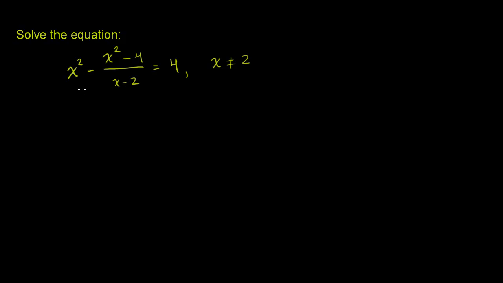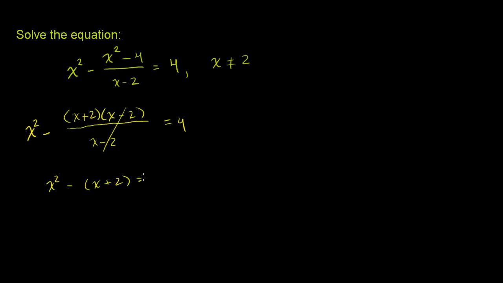So let's do that. If we were to rewrite it, this is equivalent to x squared minus, instead of writing x squared minus 4, we know that's a difference of squares. That is x plus 2 times x minus 2, all of that over x minus 2. And that is equal to 4. And this whole time we're assuming that x won't be equal to 2. Because x does not equal 2, x minus 2 divided by x minus 2 is going to be defined, and it will be 1. So those two will cancel out. And so we're left with x squared minus x plus 2 is equal to 4.